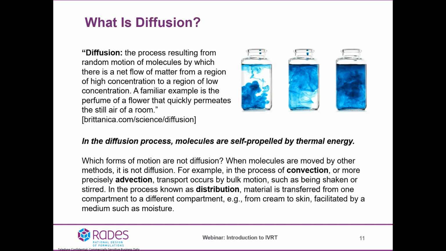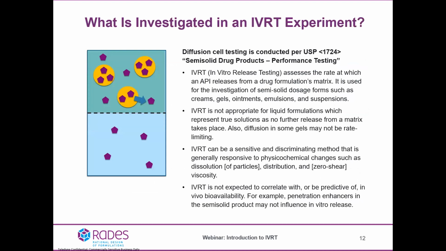So this was about the background. Now, what is actually investigated in an IVRT experiment? First, how it is investigated. Typically, at least for studies that are used for regulatory purposes, diffusion cell testing is conducted according to the USP monograph 1724, Semi-Solids Products Performance Testing.